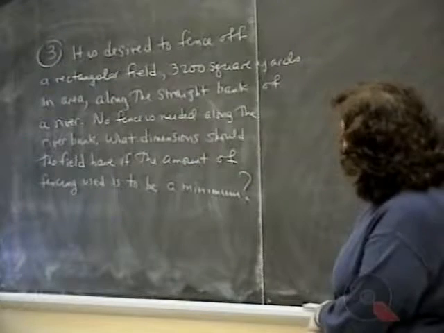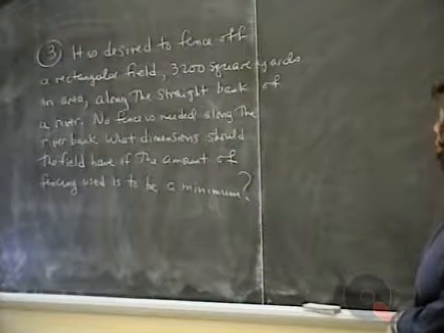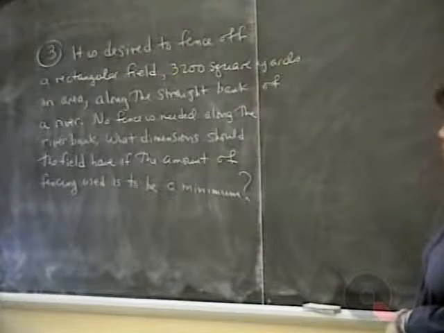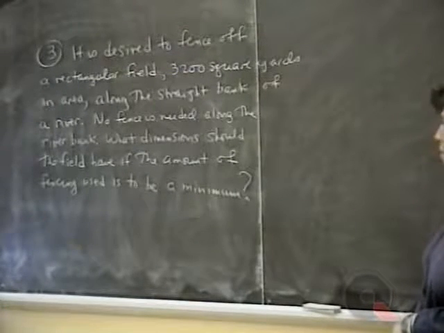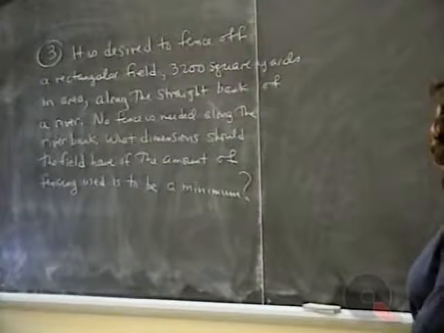In this problem, number 3, we have the following. It is desired to fence off a rectangular field, 3,200 square yards in area, along the straight bank of a river. No fence is needed along the river bank. What dimension should the field have if the amount of fencing used is to be a minimum?